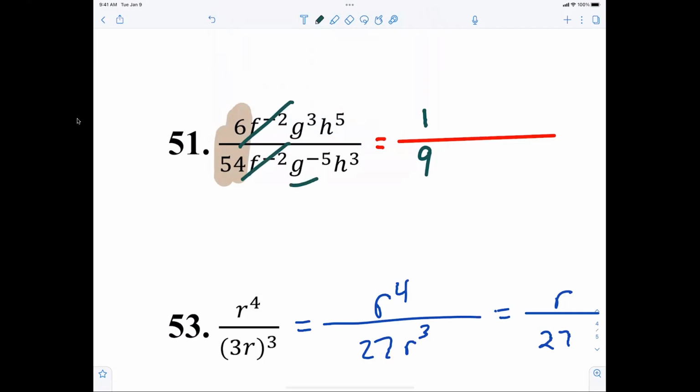Now, what do I have to do to this G to the -5? Put it on the top. And when I put it to the top, how many G's are there now? 8. Because there are already how many on top? And how many did you add? So altogether that would make 8. Come on, guys. H5 and H cubed leaves me with what? H squared, where? On the top.